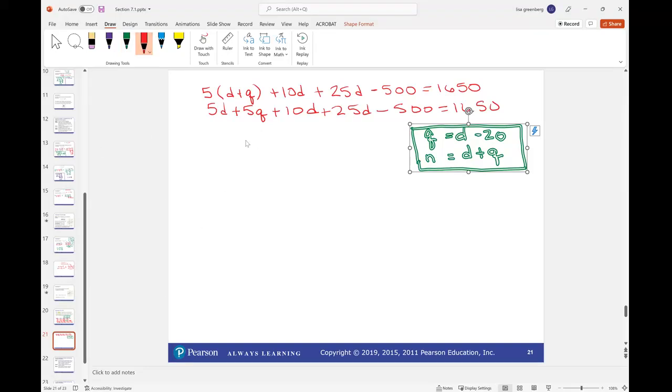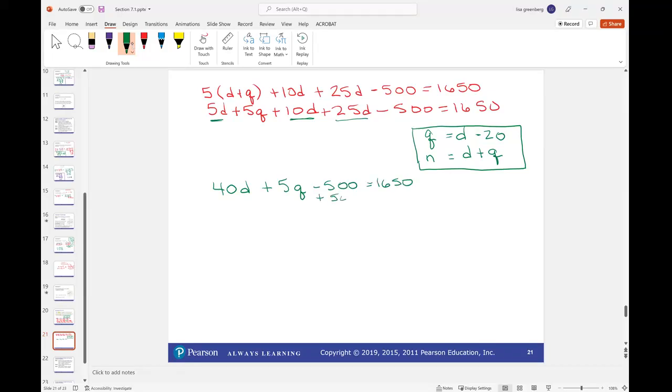So let's see first if we can, I think let's just simplify this a little because we have things we can combine. We might as well combine them to begin with. For example, I have 5D plus 10D, which is 15D, plus 25D, which gives me 40D. Well, that simplified things quite a bit, right? Plus 5Q minus 500 is equal to 1650. And then let's add 500 to both sides.